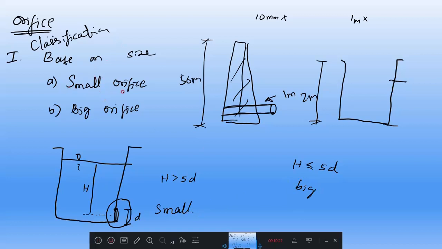Write it down here. Small orifice means the height of water measured from the center of the orifice till the free surface of the liquid is greater than 5 times the depth of the orifice. Okay, then coming to big orifice. Big orifice means the head of the liquid from the center of the orifice to the free surface of the liquid is less than or equal to 5 times the depth of orifice. Okay, that is your small and big orifice.